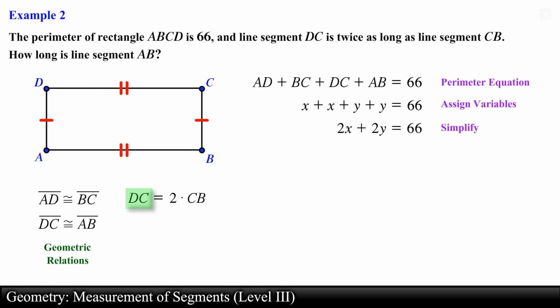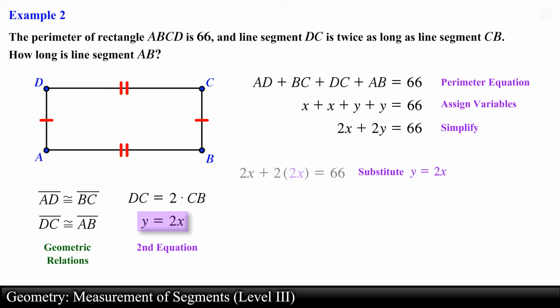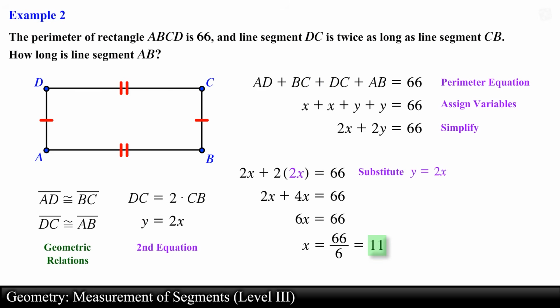From here, we can replace the length of segment DC with the variable y and the length of segment CB with the variable x. Now we can substitute this expression for y in the perimeter equation as follows. From here, it is just a matter of simplifying the expression and solving for x. In the end, we obtain x is equal to 11.